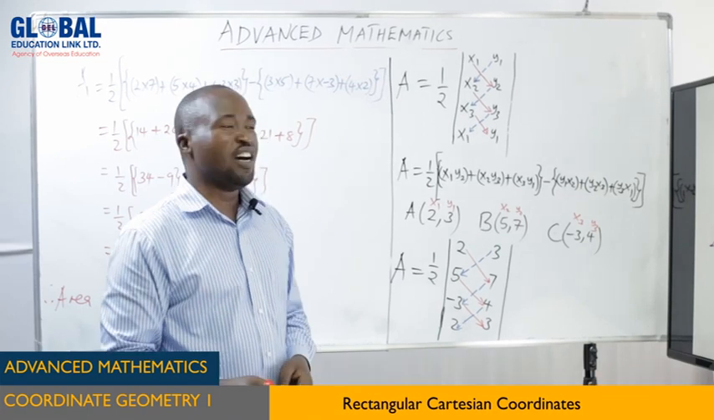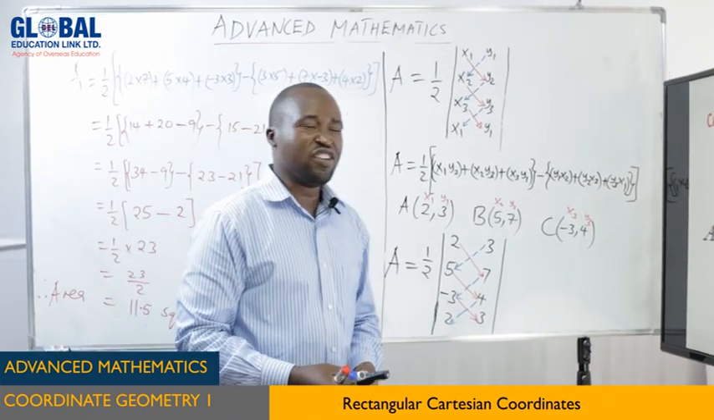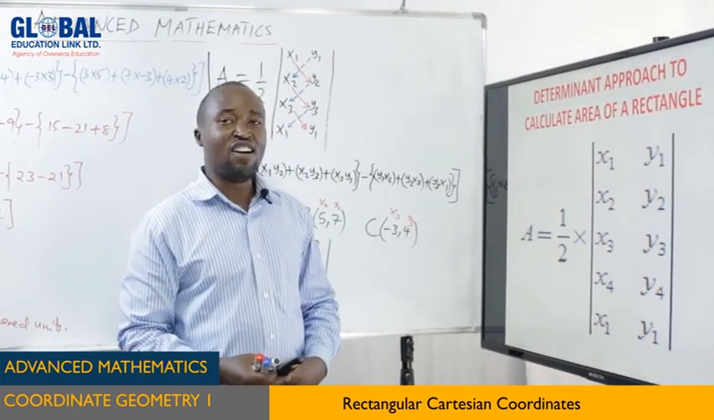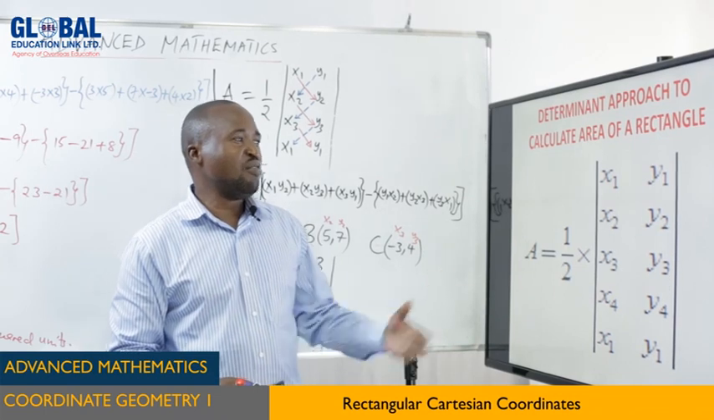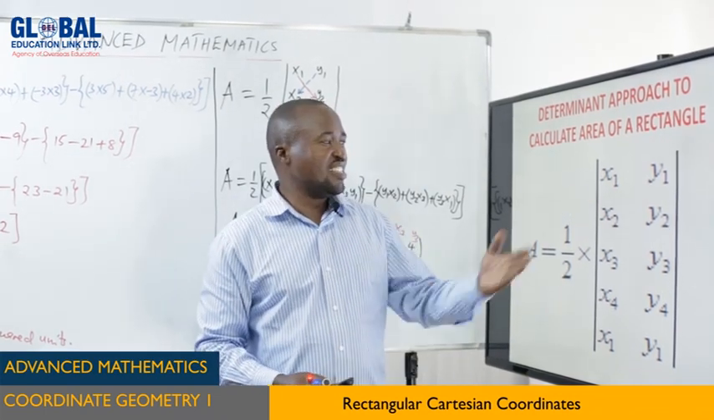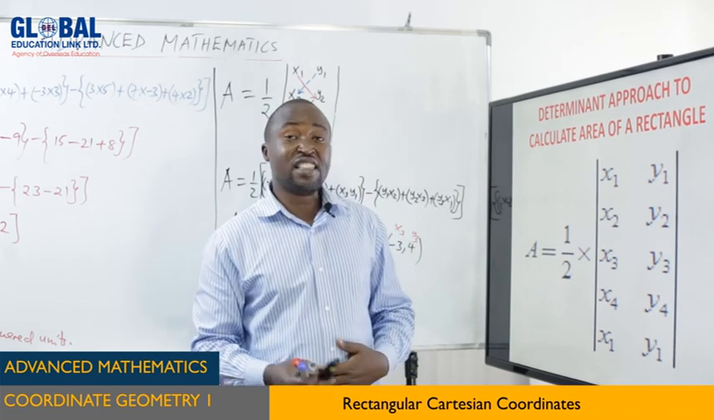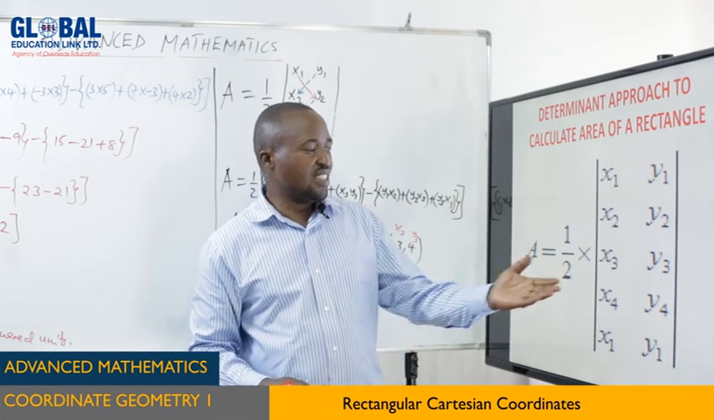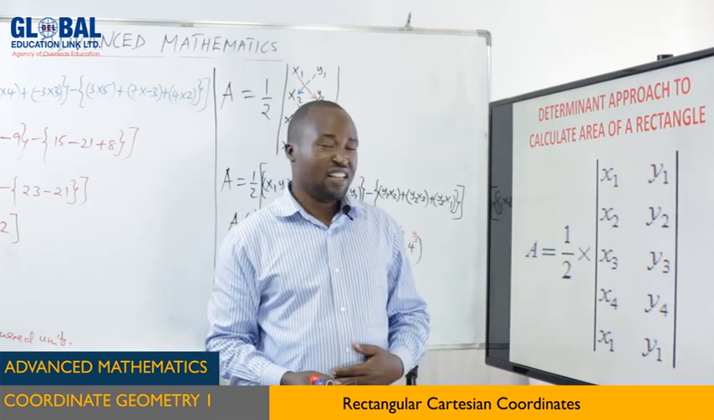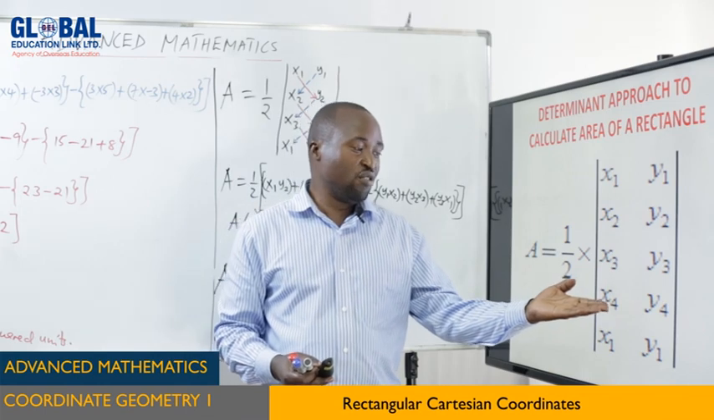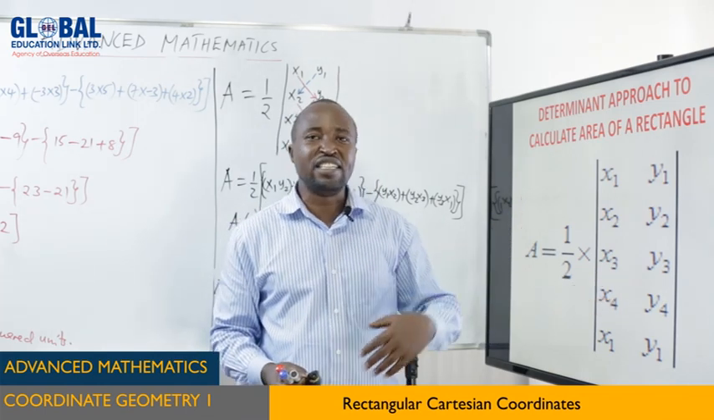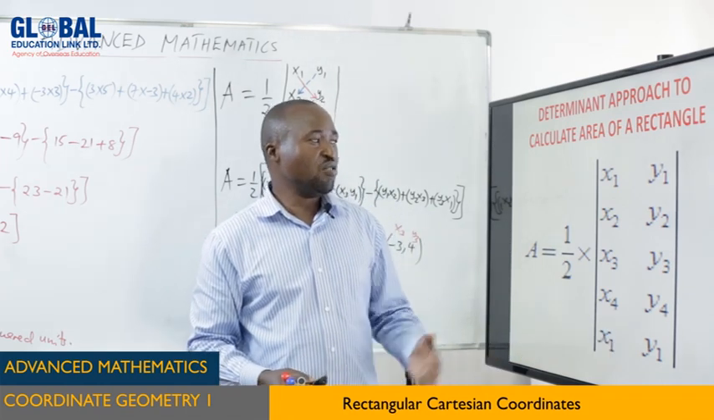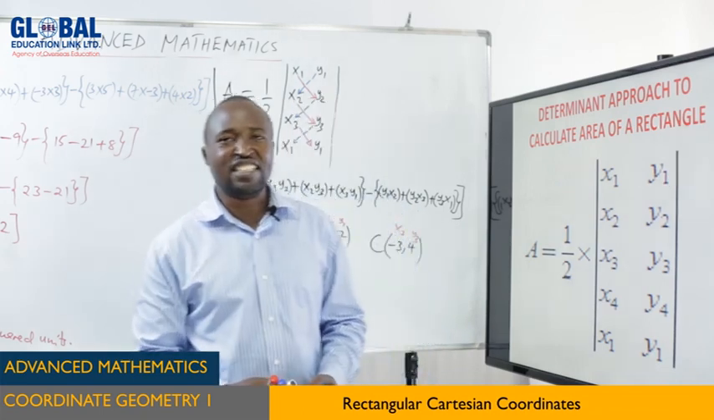Let us see the general formula for finding the area of a rectangle. Here we are going to use the determinant approach. Again, we start with the first coordinate, that is x1, y1, followed by the second coordinate, x2, y2, and third coordinate, x3, y3. The last coordinate is x4, y4. But again, we repeat the first coordinate, that is x1, y1. So when you do like this, then you have the area.